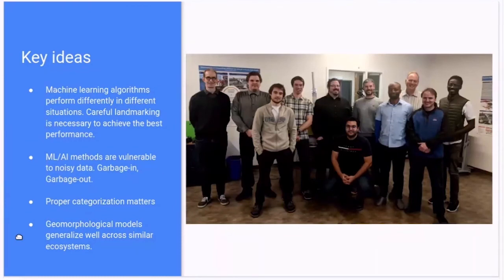So the key idea here is that the different machine learning algorithms perform differently in different situations. The idea here is not to rely on machine learning as a push button, but to be considerate of the fact that it requires careful landmarking to achieve the best performance. Second of all, machine learning and AI methods are really vulnerable to noisy data. It's a garbage in, garbage out situation, so you really have to make sure that your data is flawless if you want a flawless categorization. And under these hypotheses, it does give you very good, very accurate data.